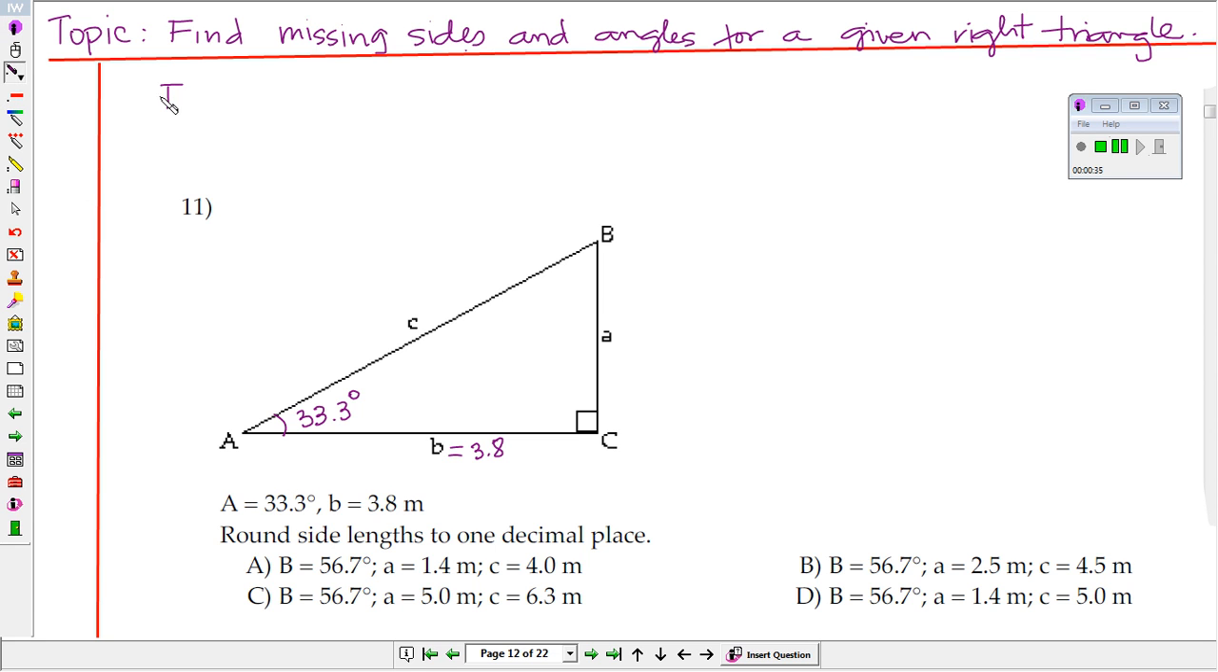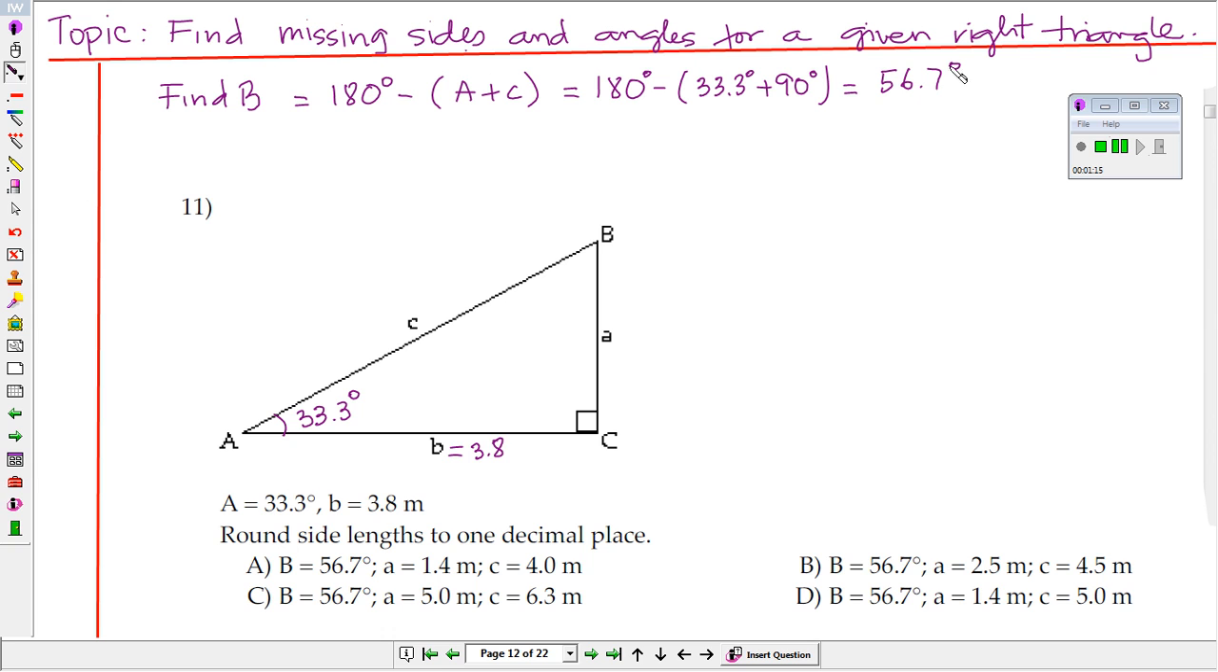First we need to find the angle B. To find angle B, we take 180 degrees, which is the sum of all three angles, minus the sum of angle A and angle C. So that would be 180 degrees minus the sum; substitute angle A for 33.3 degrees and angle C for 90 degrees, and that will give us angle B as 56.7 degrees.